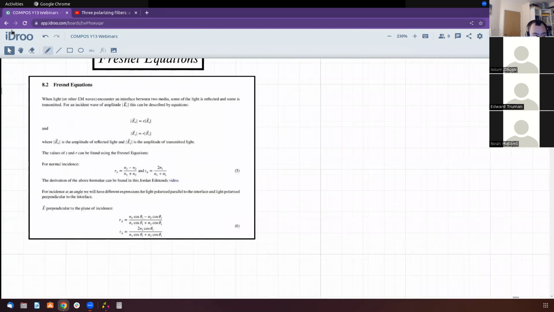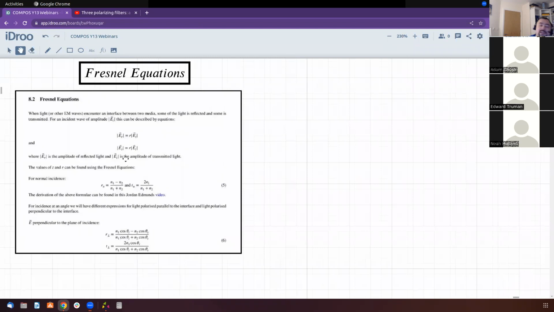Basically, if you open a book on GCSE physics, it will say light at a boundary can be reflected, transmitted, or absorbed. Fresnel equations tell you how much of the light is reflected and how much of it is transmitted, not touching how much of it is absorbed. So we assume there's no absorption, an ideal scenario, which works well in most cases.